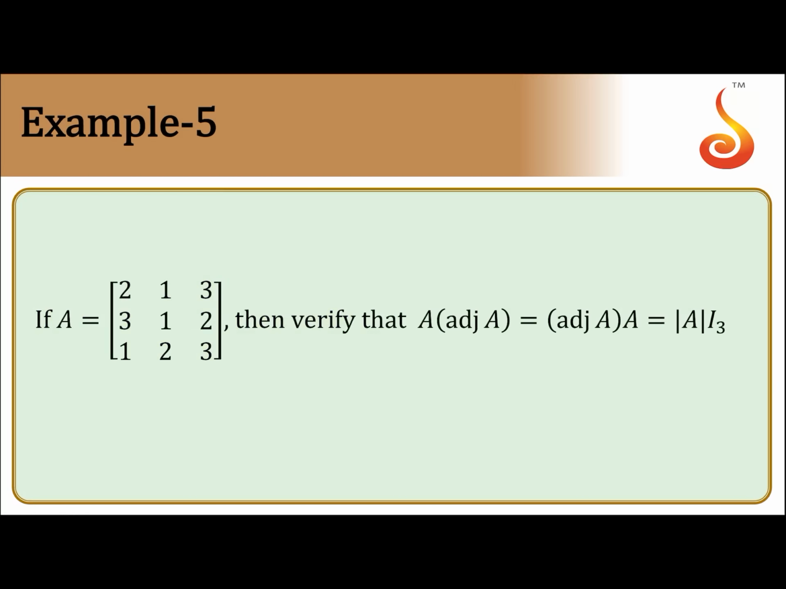If A is equal to [2, 1, 3; 3, 1, 2; 1, 2, 3], verify that A times adjoint A is equal to adjoint A times A, which is equal to det A multiplied by I. So using the previous one, let's see that when the matrix A is [2, 1, 3; 3, 1, 2; 1, 2, 3]. This is the given matrix.